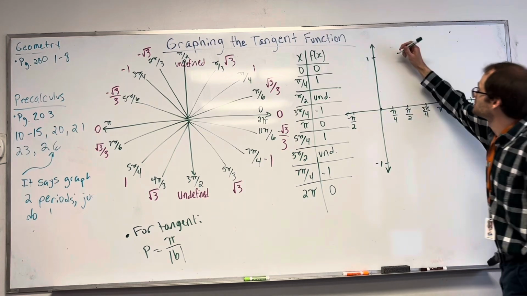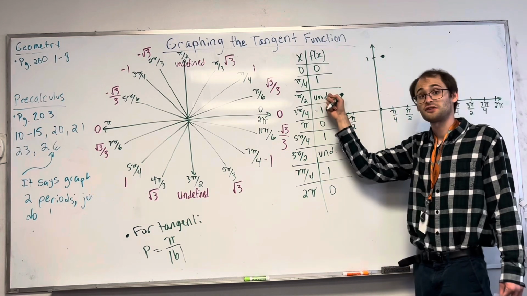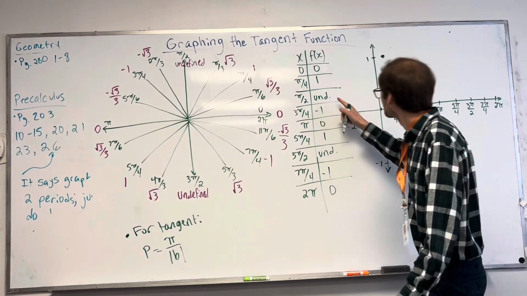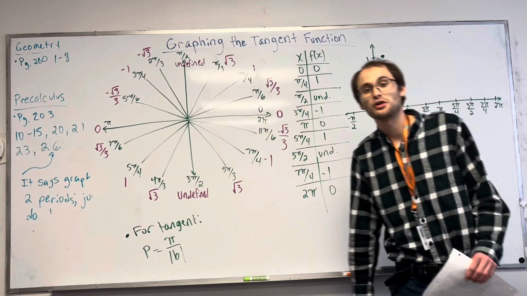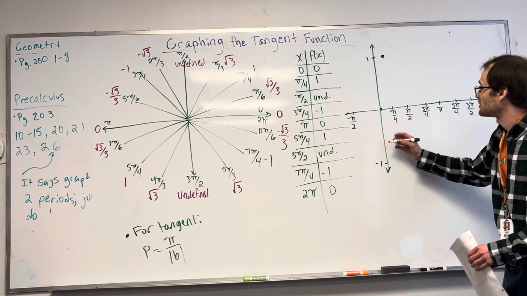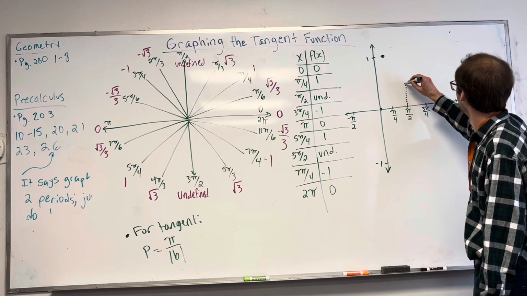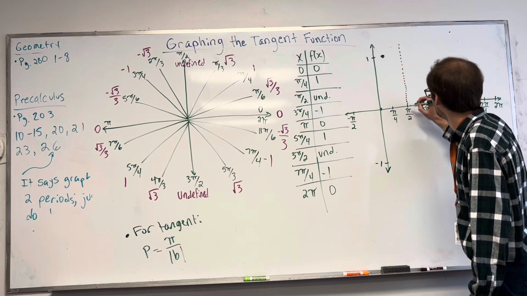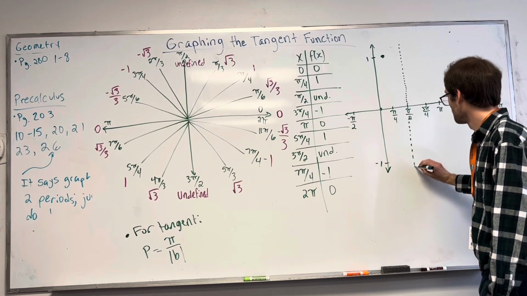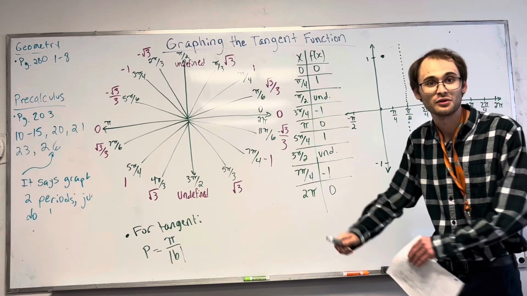At pi over 4, we'll jump up to 1. Okay, now here's our first undefined bit right here. All I have to do is draw in a vertical asymptote. So the way we're going to do that, at pi over 2, I'm just going to hit them with a dotted line, like so. And we'll do that anytime we have an undefined slot with the tangent function.